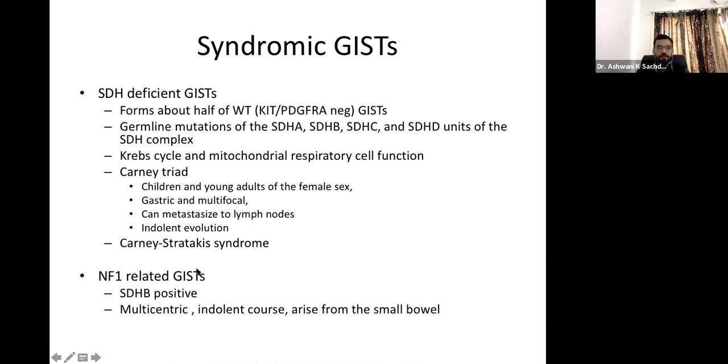And in NF1 related GIST, they are likely to be SDHB positive. They also have indolent course and are also multicentric like SDH deficient GIST. But in contrast to SDH deficient, they arise more commonly from the small bowel.